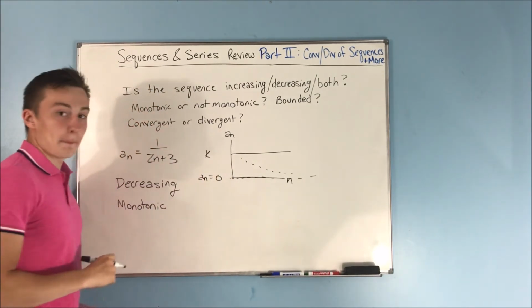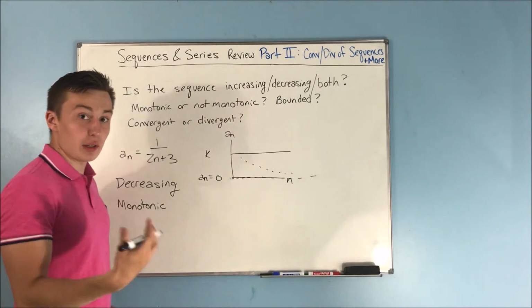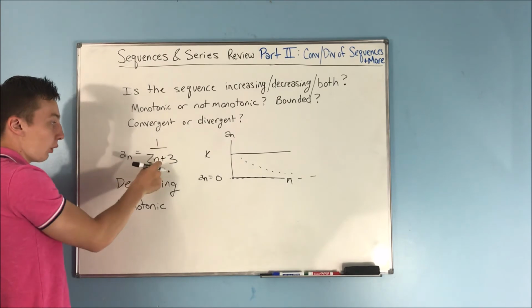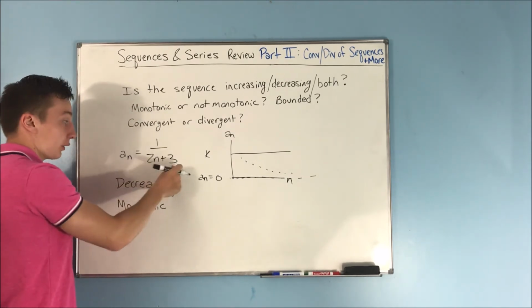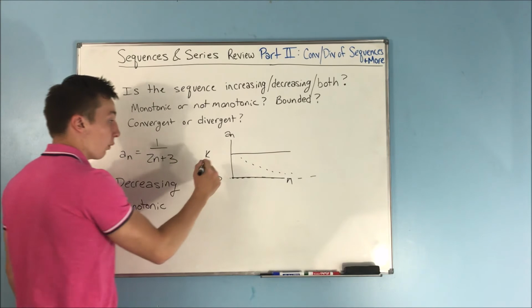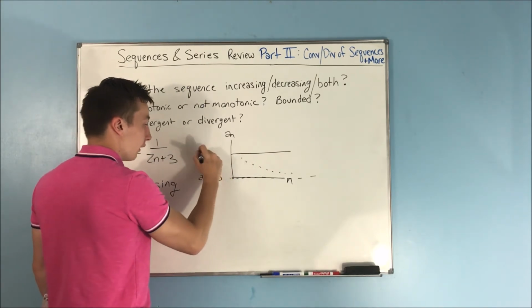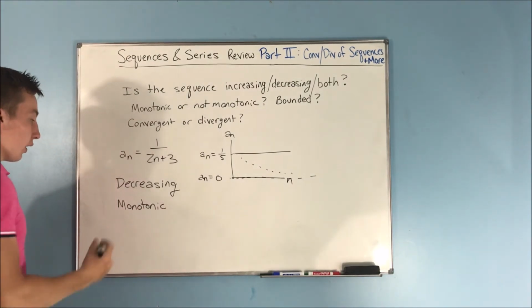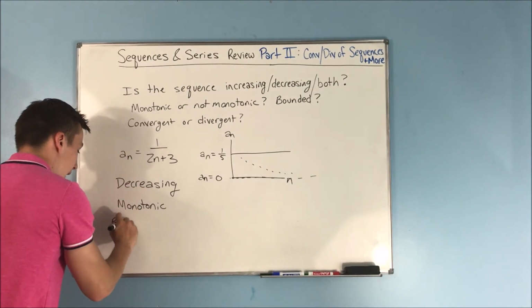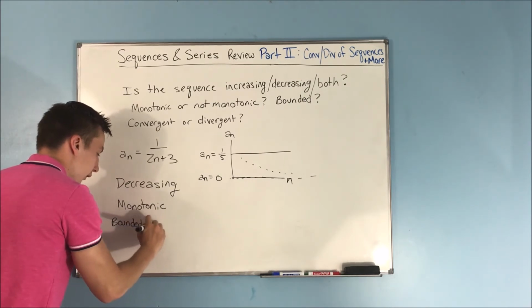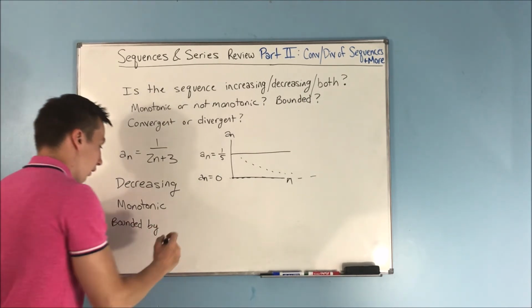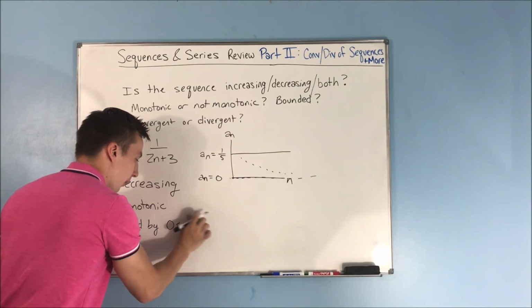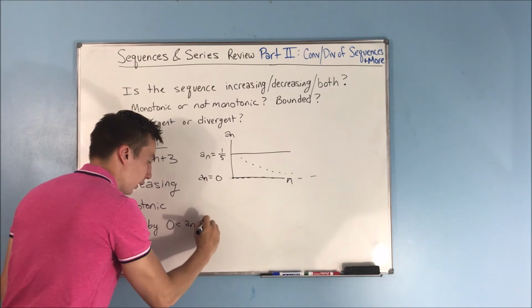Now what's k? Well, let's plug in n equals 1 and find out. If we plug in n equals 1 here, that gives us 1 over 2 times 1 is 2, plus 3 is 5. So this k is going to equal 1/5. So we can write here that a sub n equals 1/5. So we can write that the sequence is bounded by 0 is less than a sub n is less than or equal to 1/5.